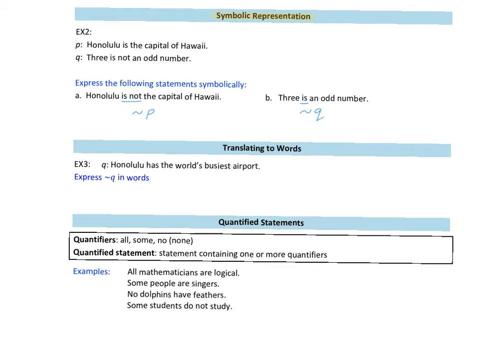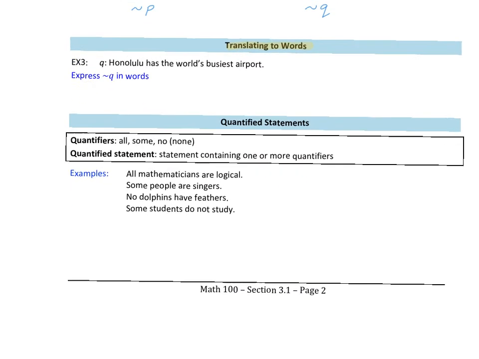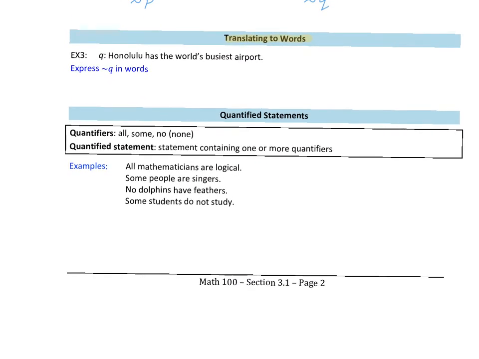So we went from words to symbols. Let's go from symbols to words. Example 3, the statement Q, Honolulu has the world's busiest airport. So I want to express not Q in words. Now remember, there may be more than one way to write this. So if this says Honolulu has the world's busiest airport, I could say Honolulu does not have the world's busiest airport.